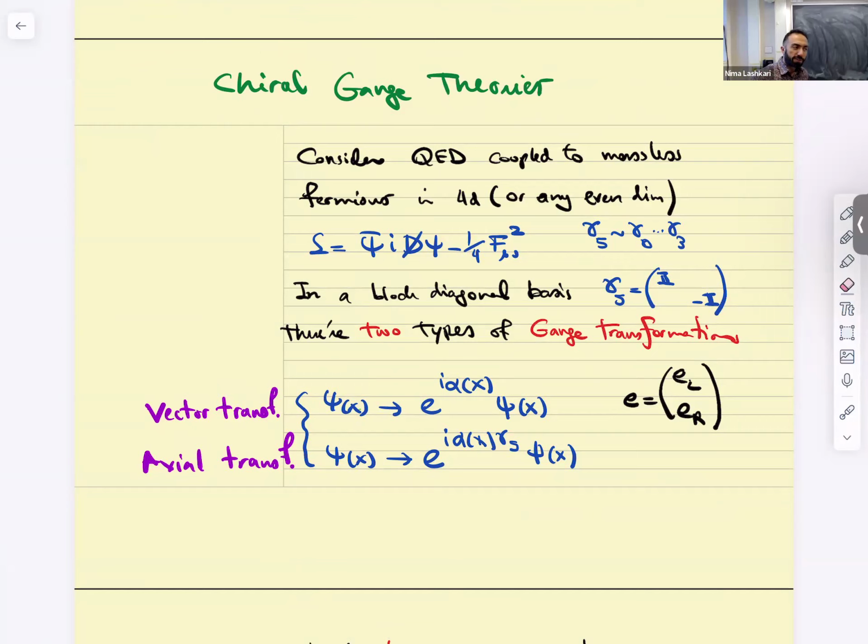And on the word gauging, do you understand what the word gauging means? It's just projecting to the invariant sector. That's what people mean by the word gauging.